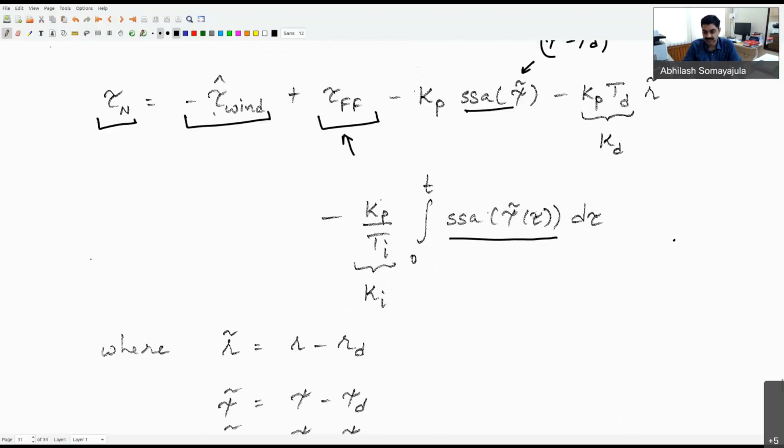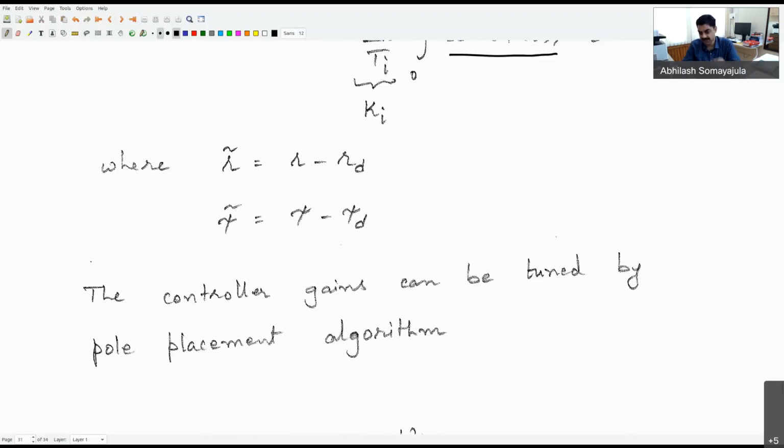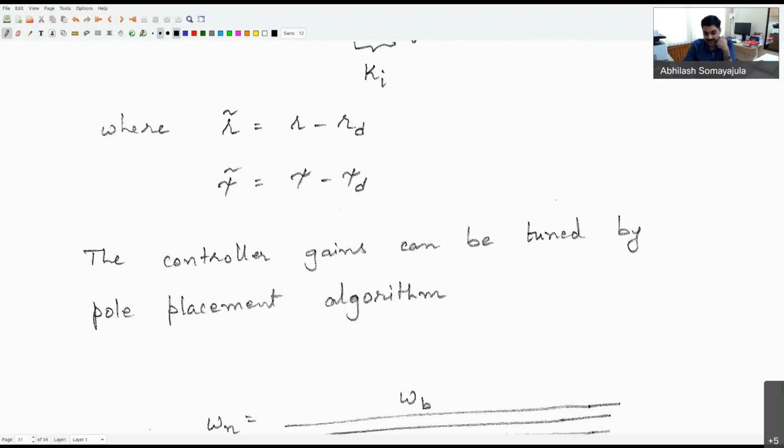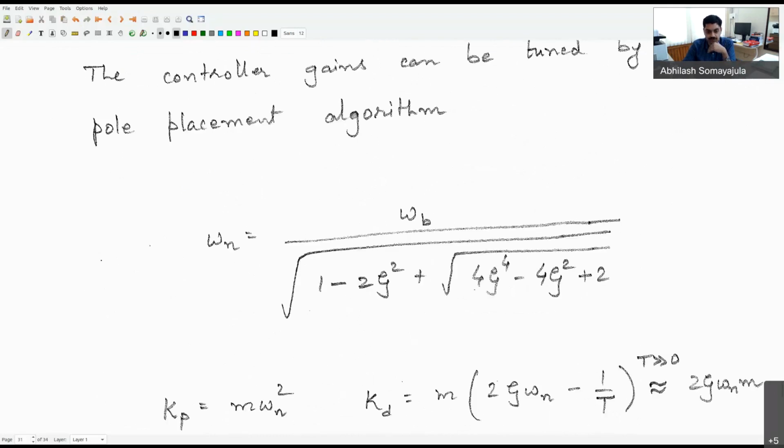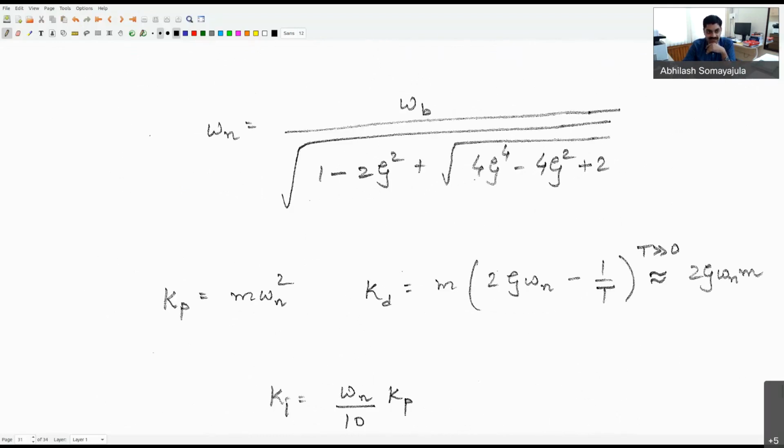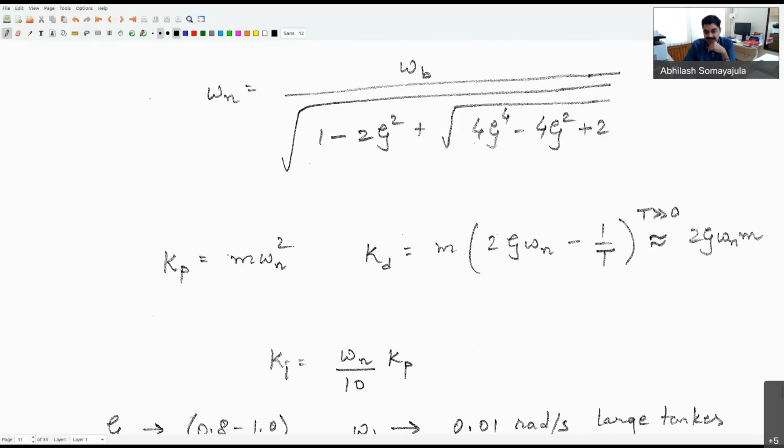Now, these controller gains can be tuned using the pole placement algorithm. We have seen that before, where we specify a bandwidth value, and from the bandwidth value we can figure out the natural frequency of the system, and once we specify the damping ratios, we can precisely figure out what our gains Kp, Kd and Ki should be, so that the poles of the system are located exactly where I want them to be located.